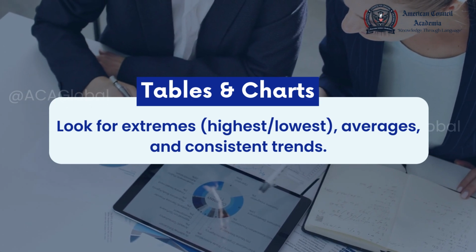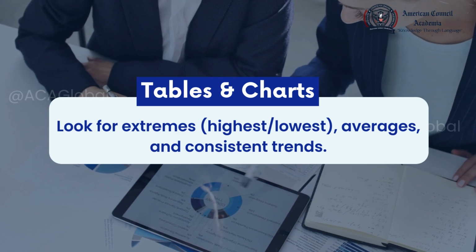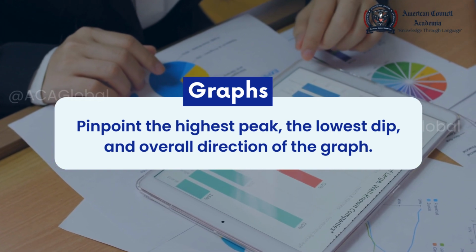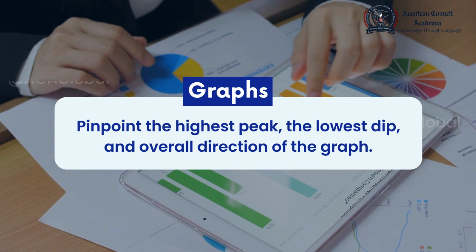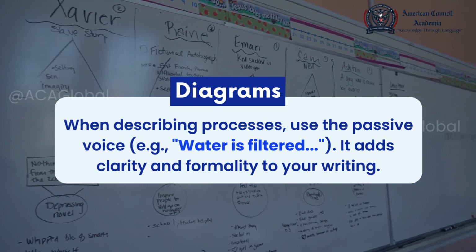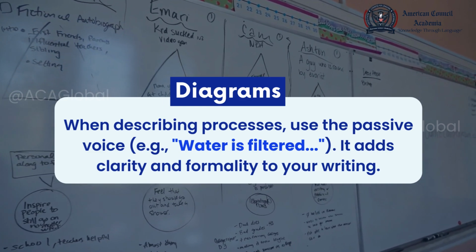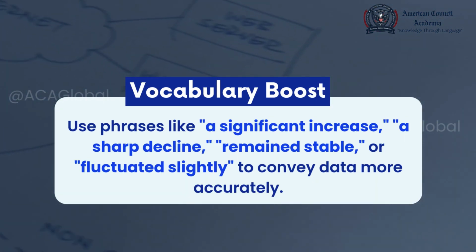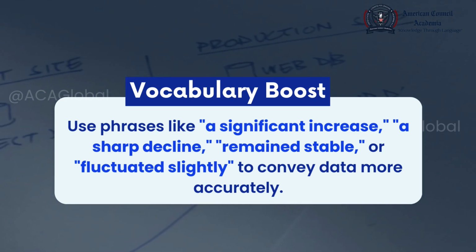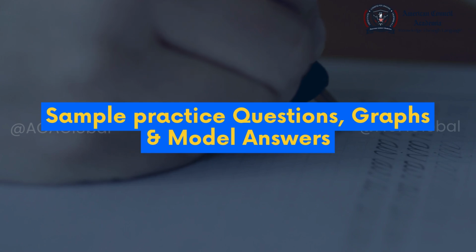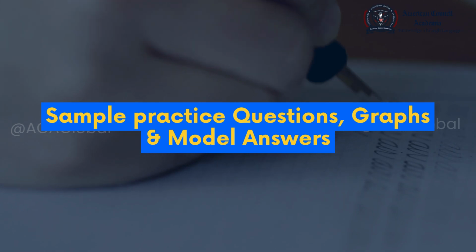Tables and charts. Look for extremes, highest, lowest, averages, and consistent trends. Graphs. Pinpoint the highest peak, the lowest dip, and overall direction of the graph. Diagrams. When describing processes, use the passive voice. Example: water is filtered. It adds clarity and formality to your writing. Vocabulary boost. Use phrases like a significant increase, a sharp decline, remained stable, or fluctuated slightly, to convey data more accurately. Let's look at some sample practice questions, graphs and model answers.